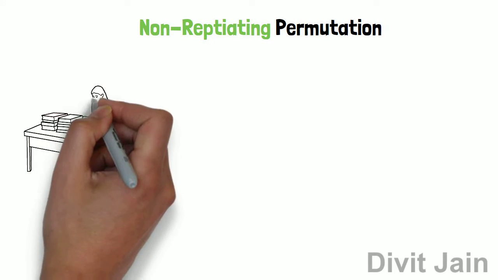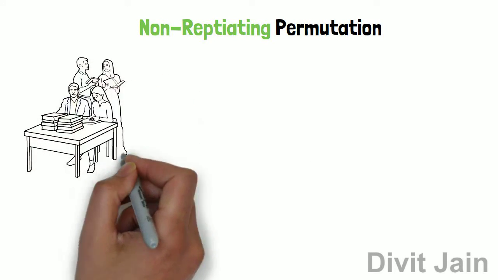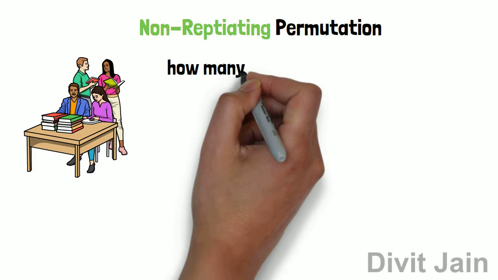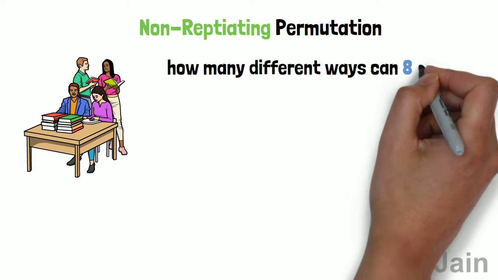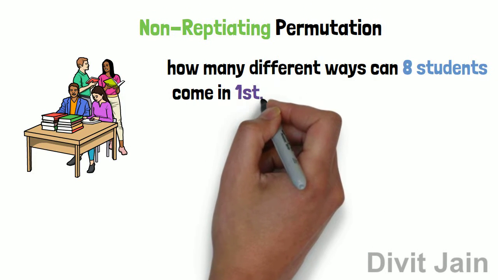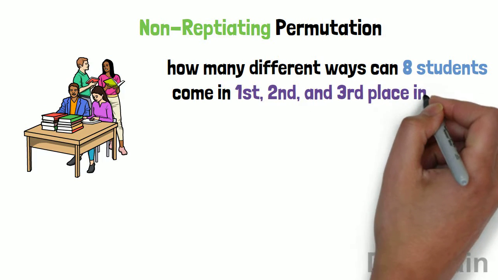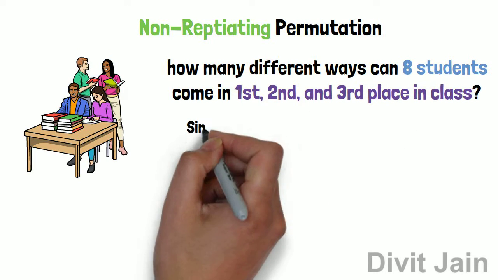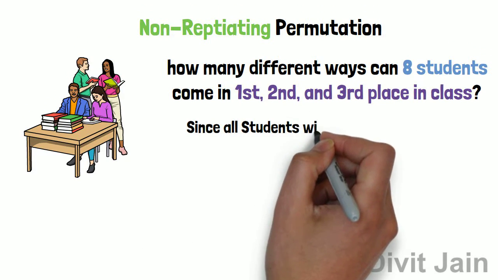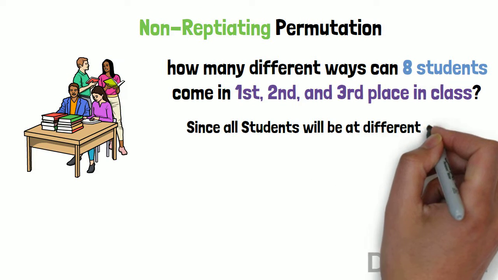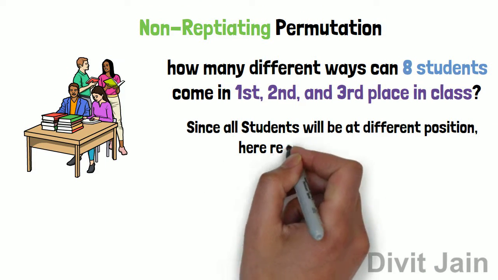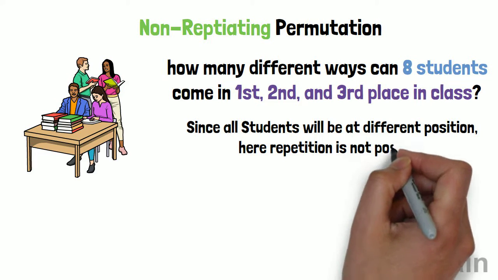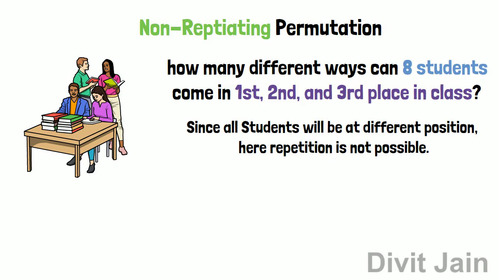Now let's understand non-repetition permutation through an example. How many different ways can 8 students come in first, second and third place in the class? See, since all the students will be at different positions, here repetition is not possible. Like the same student cannot be first, second and third at the same point of time.